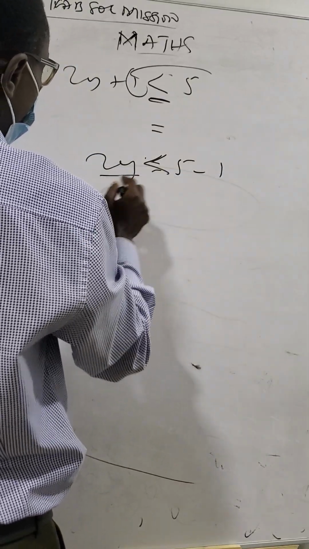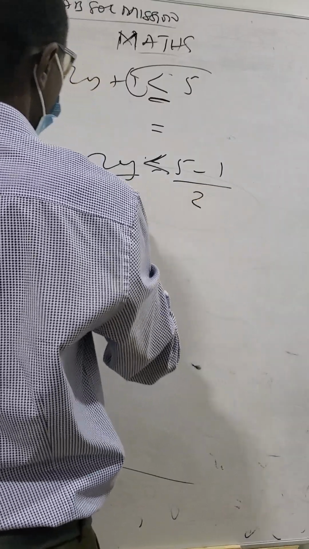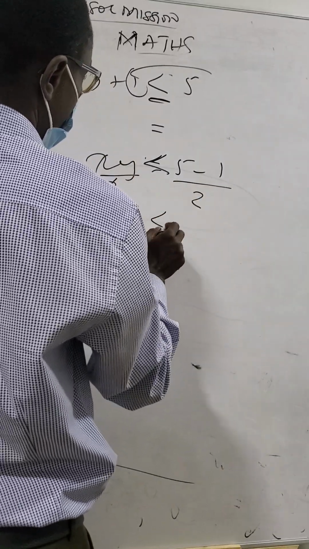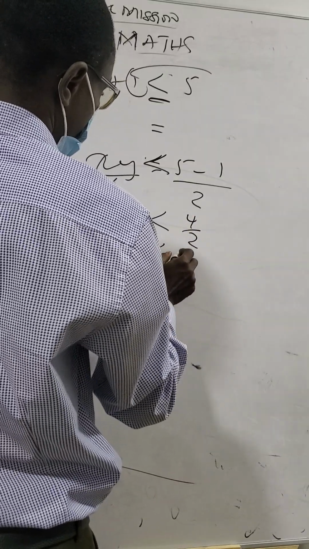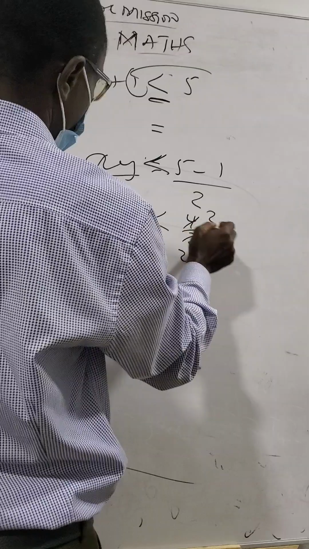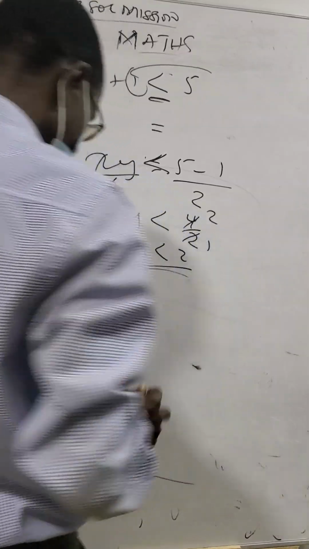Then we divide here by 2, and divide here also by 2. So y is greater than 4 over 2. It means y is greater than 2, because 2 goes into 2 once and 2 goes into 4 twice. Right, this is the answer.